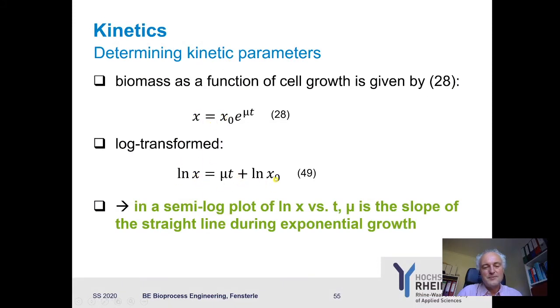mu t plus ln x0. And that's the reason why, if you plot t versus ln x, it's a linear function, and mu then is the slope. So that's clear.